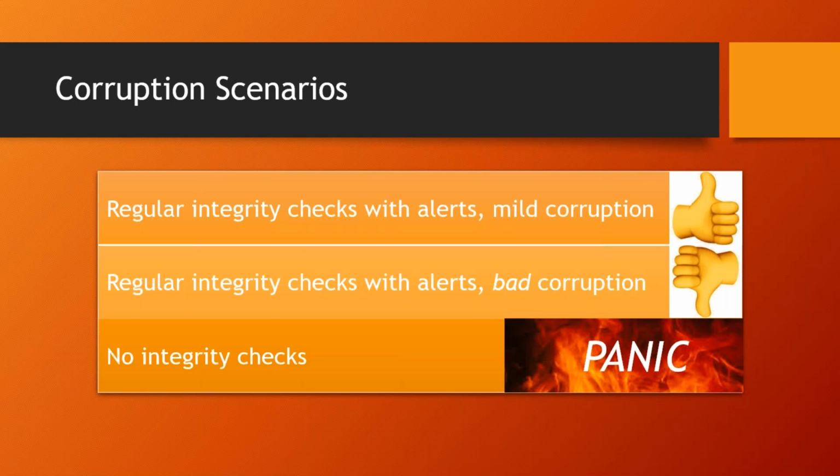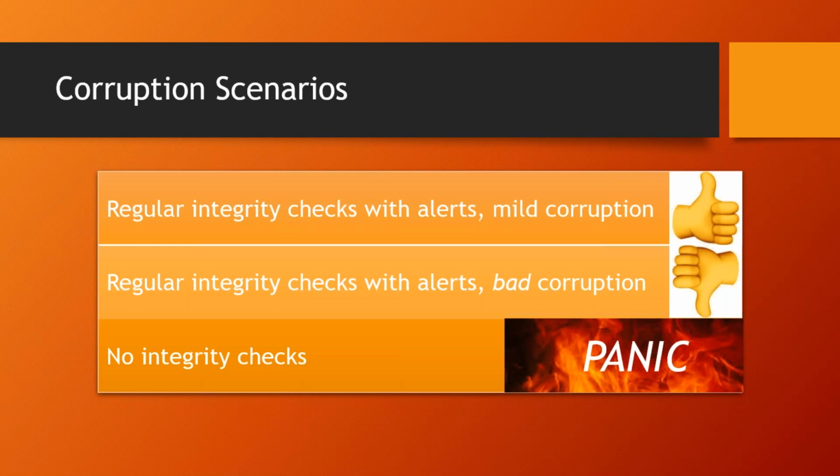Okay, so we've got 3 different scenarios going from best to worst. The best case scenario for corruption would be not to have it. But barring that, the best case scenario is you've got regular integrity checks going with alerts, and the corruption that's discovered is very mild. That's the nice, easily fixable kind. If, for example, an index is corrupted, then you can just rebuild the index. No problem. Corruption is fixed. Okay, so that's the good scenario.